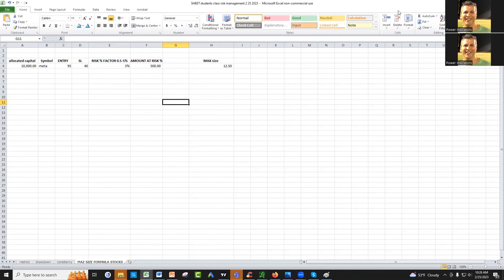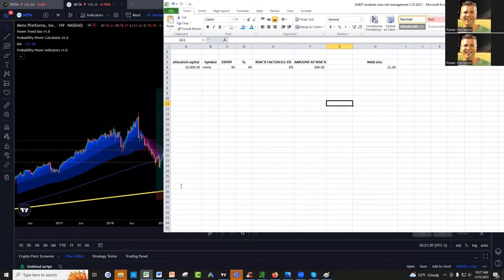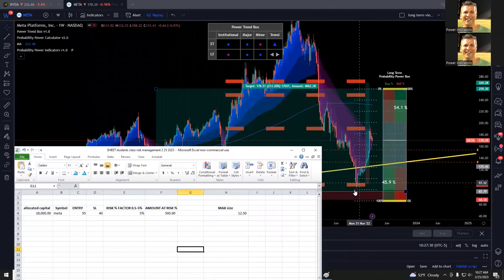Look here. We have a chart. The chart tells us the entry is here 95. The stop loss is 65, that's 30 points. I'm doing a buffer of an extra 10 points, so in case it goes a little bit below the calculator because it's long-term investing. My maximum risk factor needs to be between 0.5 and 5%. I take the highest amount.